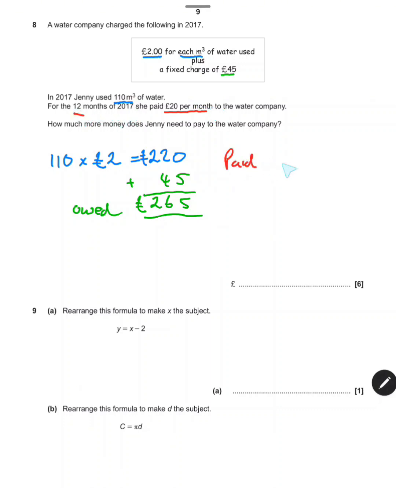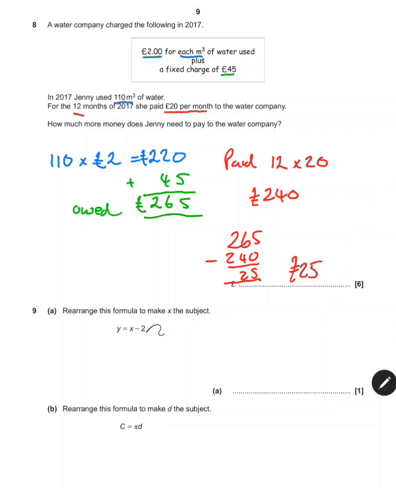So she's paid 12 lots of 20. Well, I'm going to do 2 times 12, which is 24, and then just add this 0 on the end. Okay, 2 12s are 24, and then add the 0 on the end. So she's paid £240. She owes £265. 265, take away 240. You might be able to do that in your head. £25.